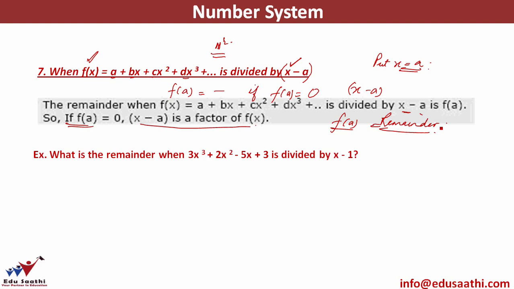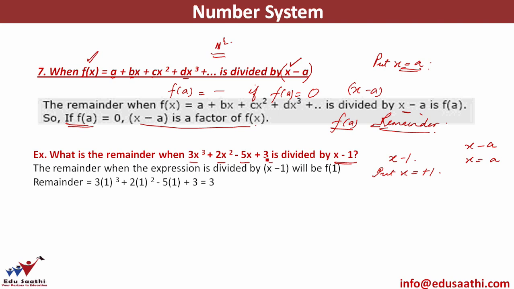Let's look at the question. What is the remainder when 3x cube plus 2x square minus 5x plus 3 is divided by x minus 1? So I'm dividing it with x minus 1. I will put x is equal to plus 1. So when dividing by x minus a, you put x is equal to plus a. If you put x is equal to 1, you get 3 into 1 cube plus 2 into 1 square, and so on. If you solve the values, it comes out to be 3. So that means x minus 1 is not a factor of the given equation. So if it is not a factor, it gives a remainder of 3.